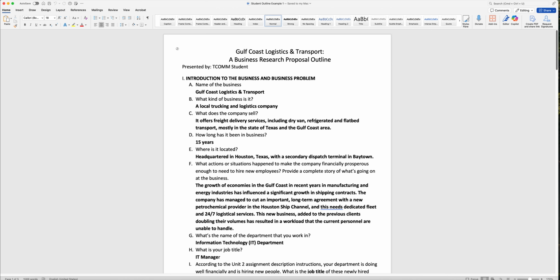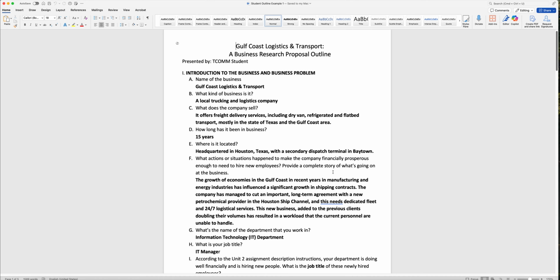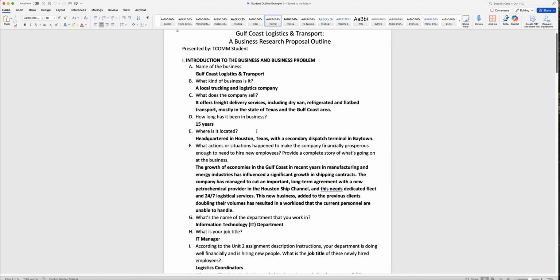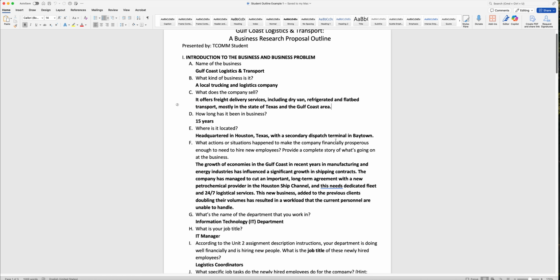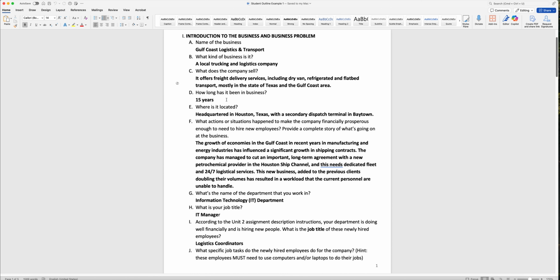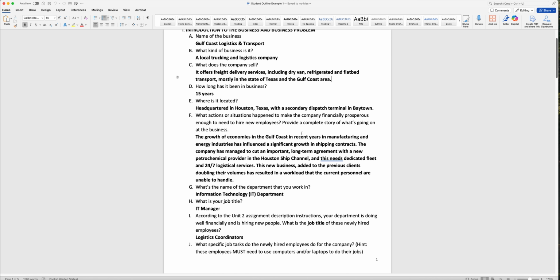So this outline is covering a trucking company. So this student chose to write about a trucking company. So we have all of the regular information. There's the name, and there's an overview of what the company does, how long it's been in operation.